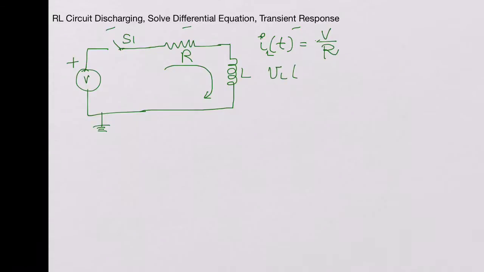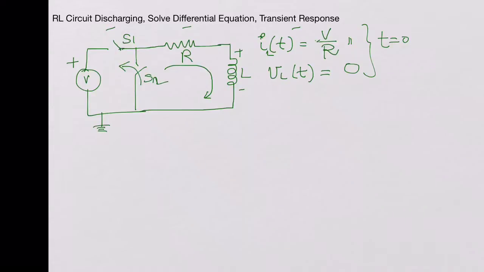And the VL of t starts initially at voltage V across the inductor, and eventually the inductor became a short. At time t equal to 0, for our reference right now, this is t equal to 0 for us, because now we are trying to discharge this circuit and see how it performs. So now we had another switch S2, and what we do now is we open the switch S1 and we close the switch S2 at time t equal to 0, and we wrote the initial conditions here. So the current is V over R that is flowing, and then the voltage is 0 across the inductor.